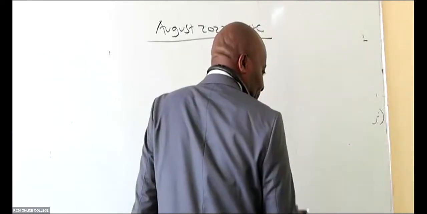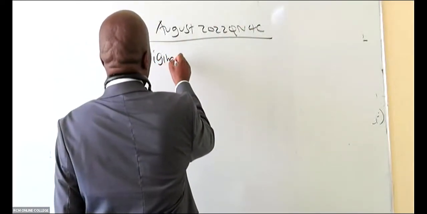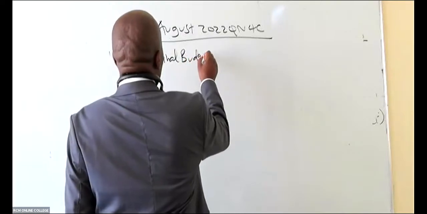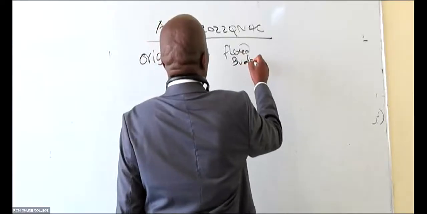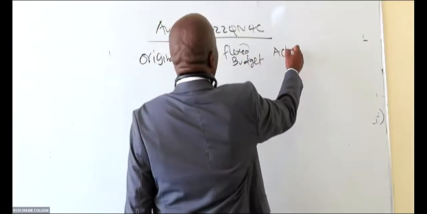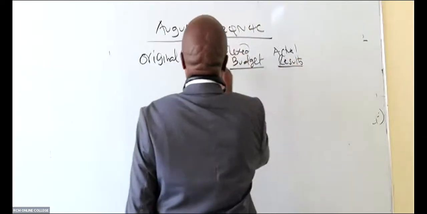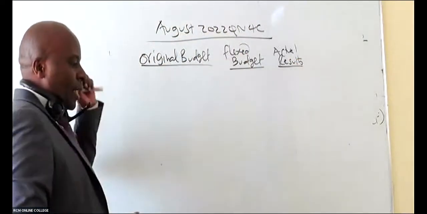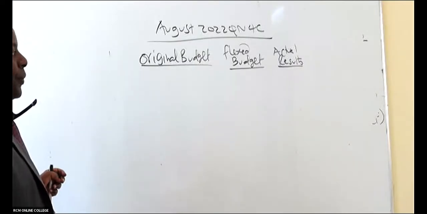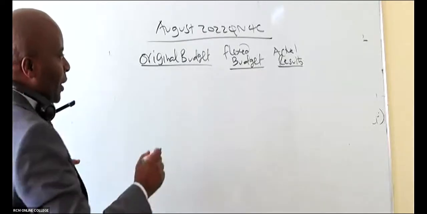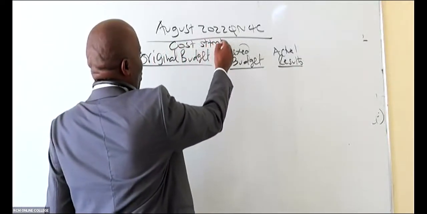Original budget. So original budget, we shall have here flexed budget, and we shall have here actual results. So they only want us to do cost statements only, not P&L. They only want us to do cost statements.